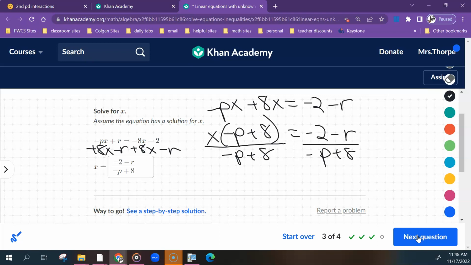What questions do we have about this? Why did you put the r on the other side? I don't need it over here since I'm just focusing on my x's. So anything not related to x, I need to get rid of it. Move it to the other side.